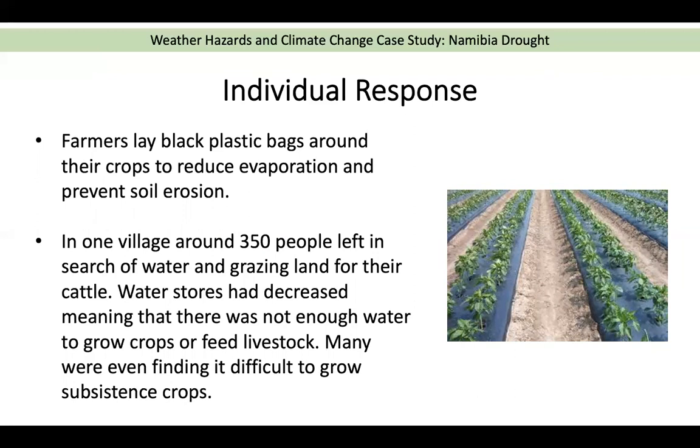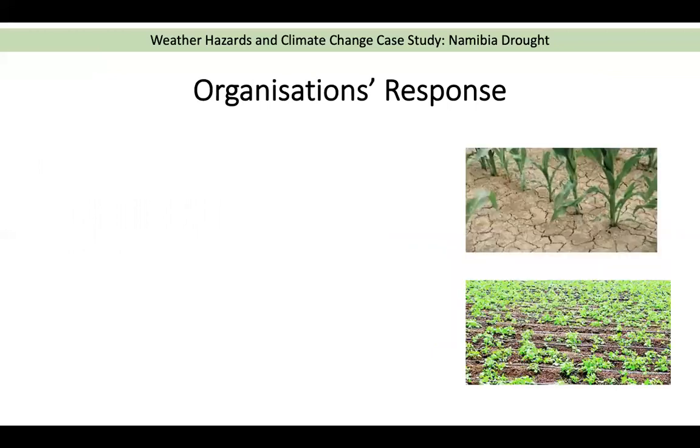Now, most people couldn't afford to move on, but they were in such desperate need that they had to uproot from where they were living and try to find a suitable place where they could find water sources for themselves and their farm animals. Okay, organizations' responses.